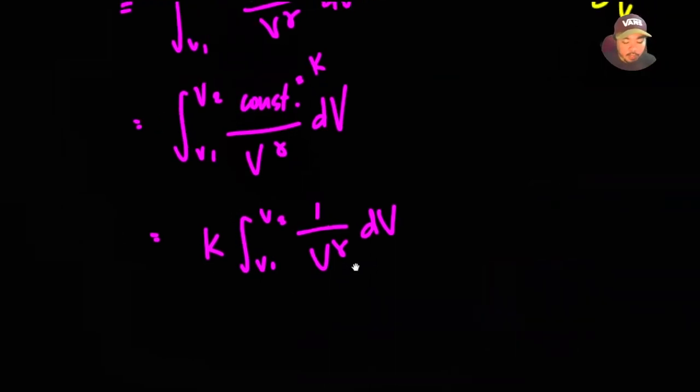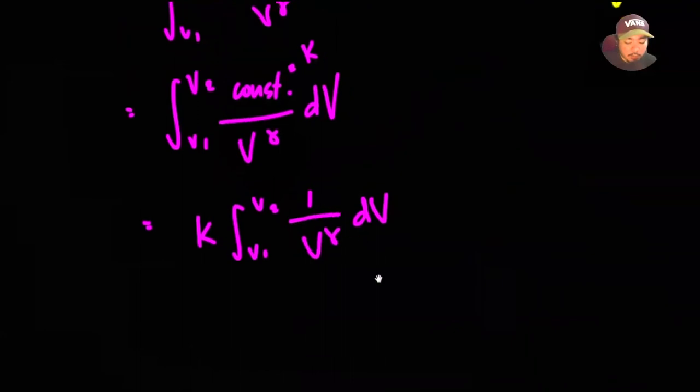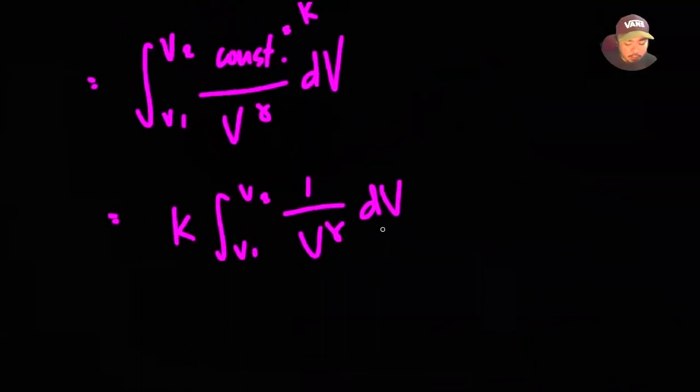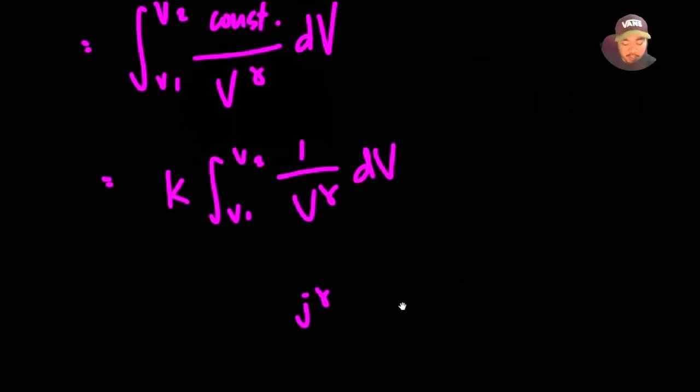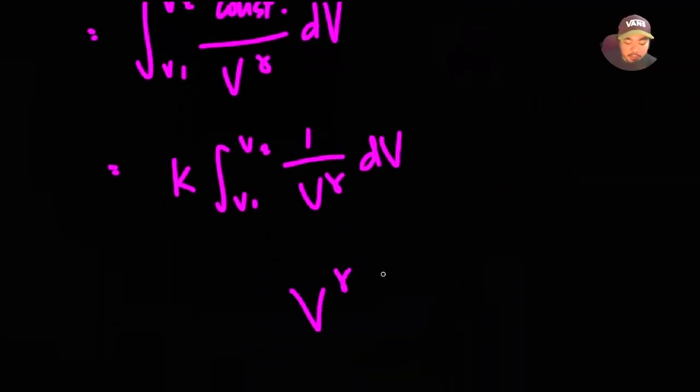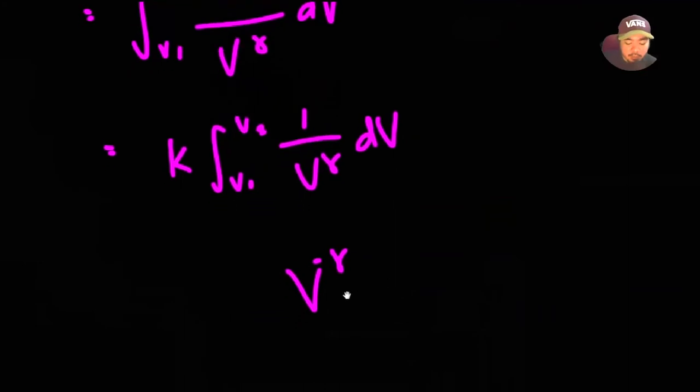Ito kaya natin i-evaluate, no? Itong integral from V1 to V2. You can do the manual evaluation. So for example, if you do this, this becomes V to the negative gamma, no? So magiging V negative gamma.